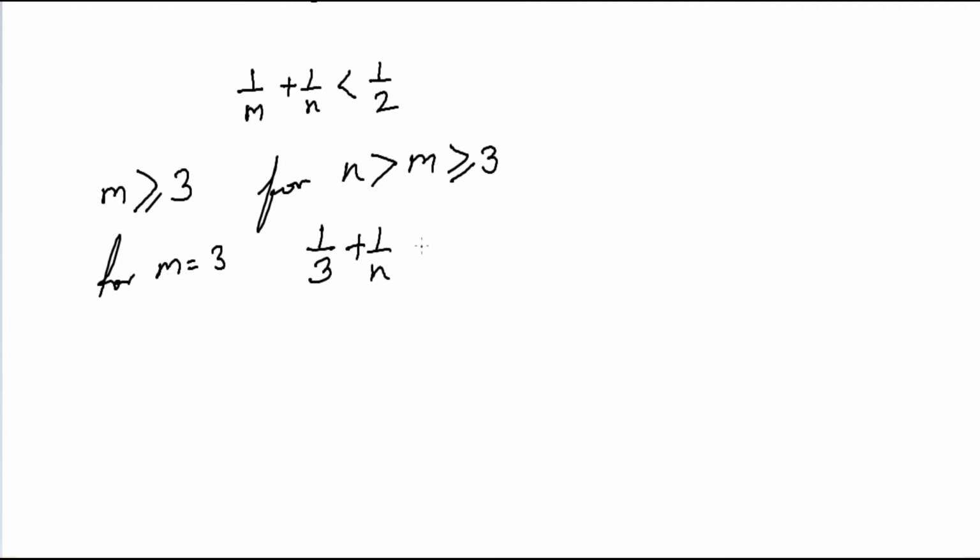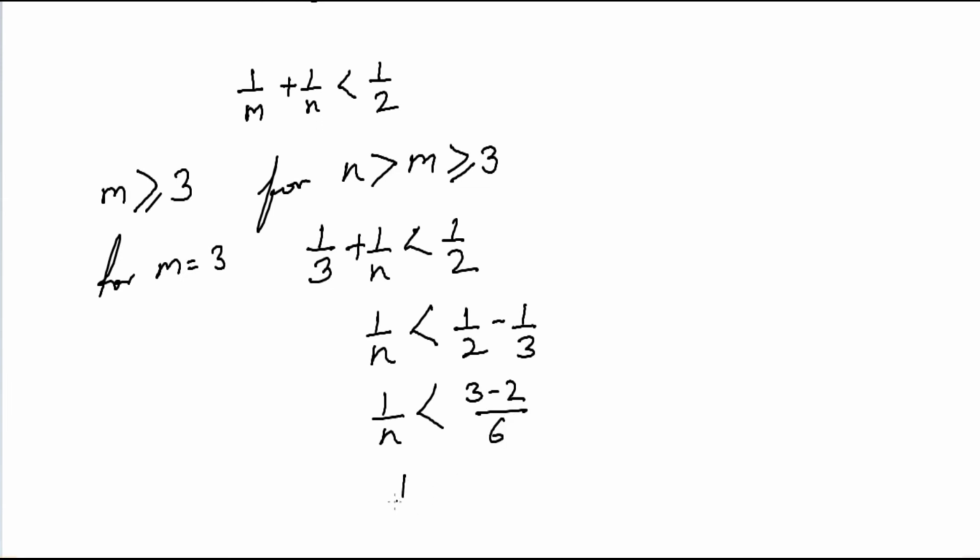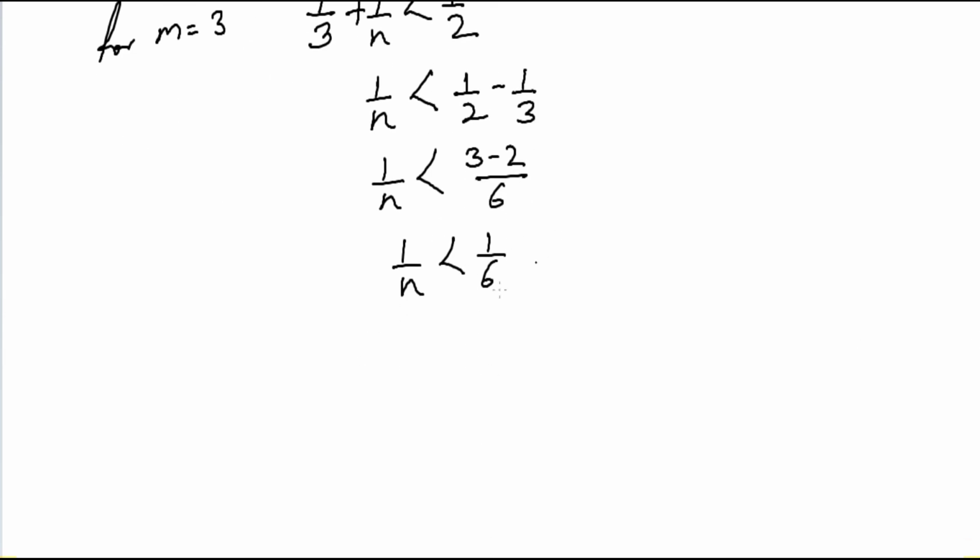1 by 3, then it should be lesser than 1 by 2. So 1 by n should be less than 1 by 2 minus 1 by 3. So 1 by n lesser than this, 3 minus 2 by 6. So 1 by n should be lesser than 1 by 6. And in terms, you can multiply this on this side. So n should be greater than 6. If n is greater than 6, then n can be 7 for m equals to 3.